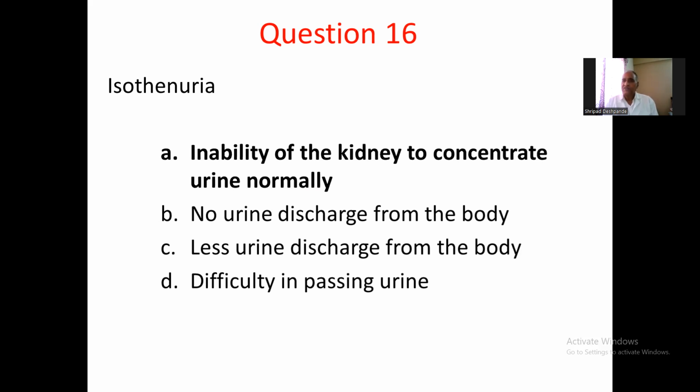That is the failure of the tubules to concentrate, the countercurrent mechanism in the tubular system. The urine will remain as whatever is there in the plasma, whatever the osmolality of the plasma, that same specific gravity remains. That is what the meaning is. Isothenuria: the correct response is A, inability of kidney to concentrate urine.